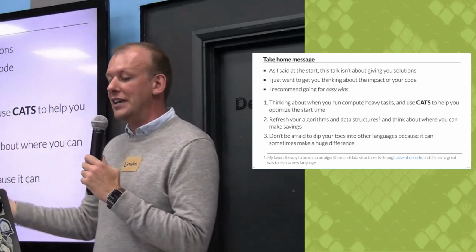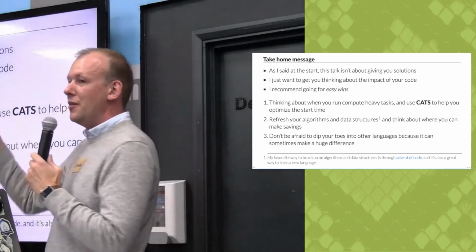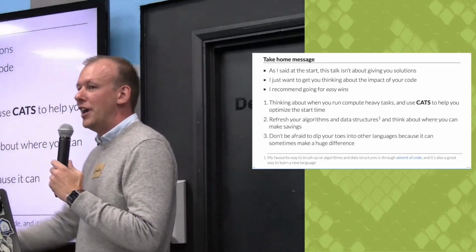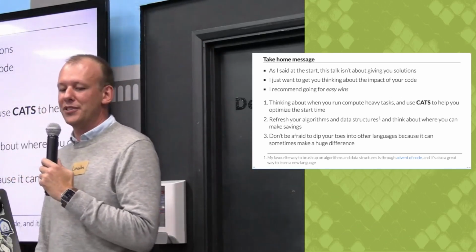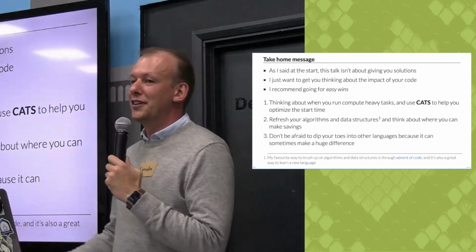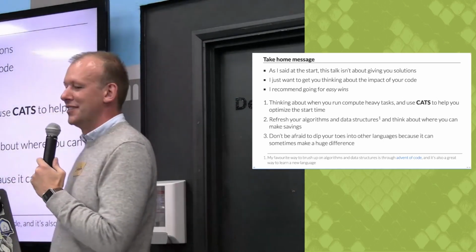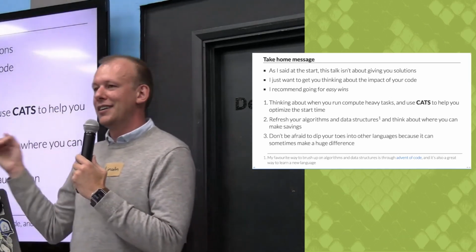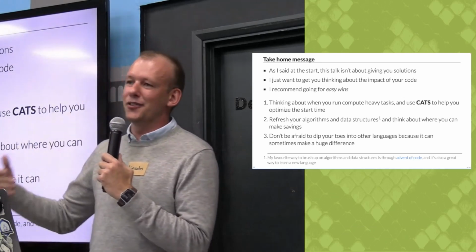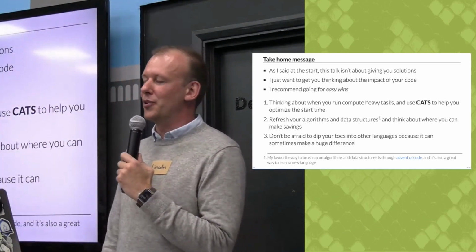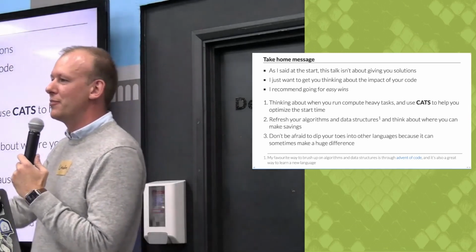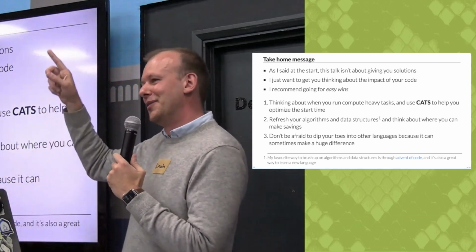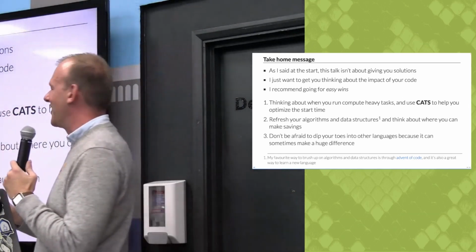I recommend just going for easy wins, right? So the easiest win is, if you have big, long compute jobs, use cats to optimize the start time. You don't have to change anything about your code. You just have to run it at a different time. But then I also think, refresh your algorithms and data structures, and think about where you can make savings. Especially if you're writing library code, don't think, hey, I can just throw it at enough compute, because compute is cheap. Compute isn't cheap. Compute is expensive. When the climate catastrophe comes, then we'll be paying the cost.